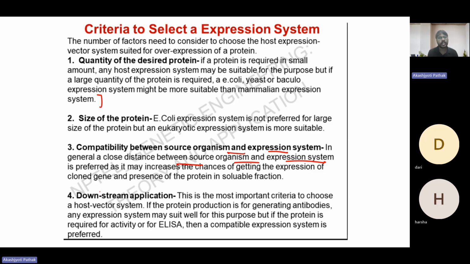And also it will depend on the downstream application. That is what I was explaining, that if you want to determine the structure of protein, you want to do NMR, cryo-EM, X-ray crystallography experiments, you will need a very high amount of protein. But if the protein production is for generating antibodies, then you will require very low amount of protein, right? Any expression system may suit well.